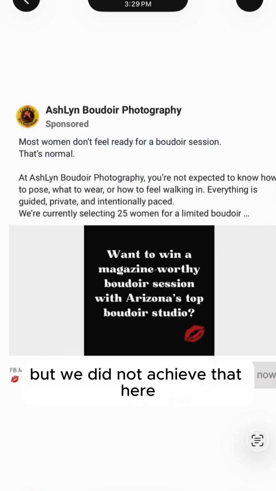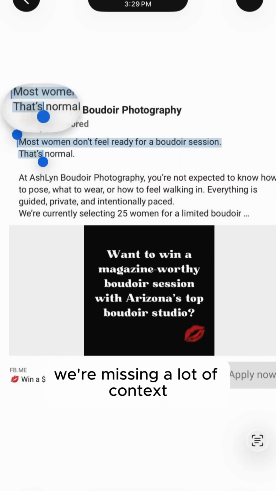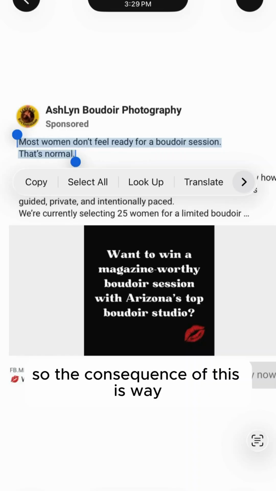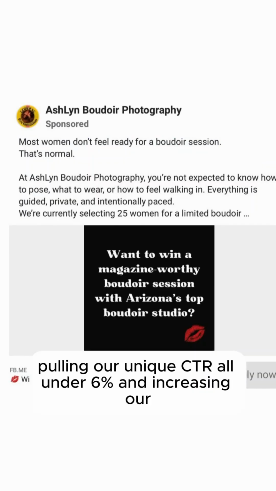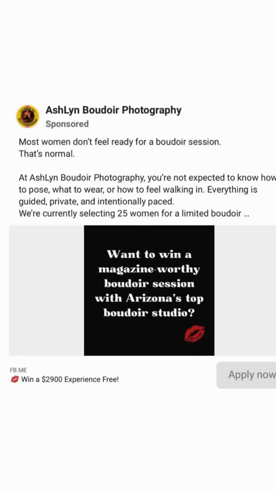But we did not achieve that here. We're missing a lot of context. So the consequence of this is way more women gonna be scrolling by our boudoir Facebook ad than normal, pulling our unique CTRL under 6% and increasing our probability of having BLCS, boudoir low click syndrome.